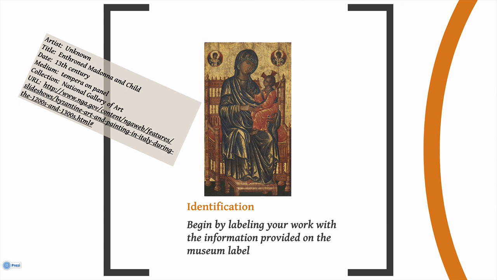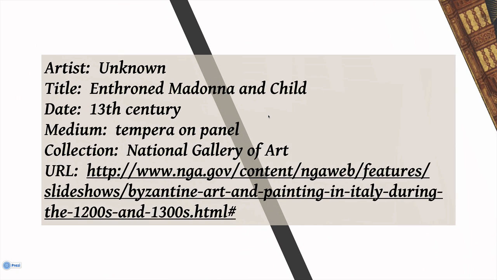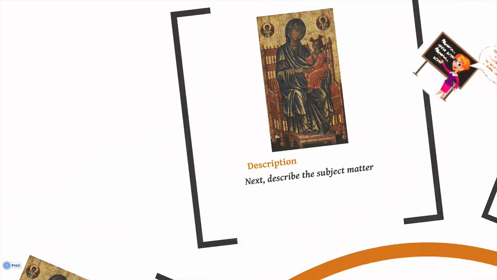Begin by labeling your work with the information provided on the museum label. That includes the artist's name, the title, which should be underlined or italicized like book titles, the date, medium, and museum collection that it belongs to, and a URL to the museum object page.